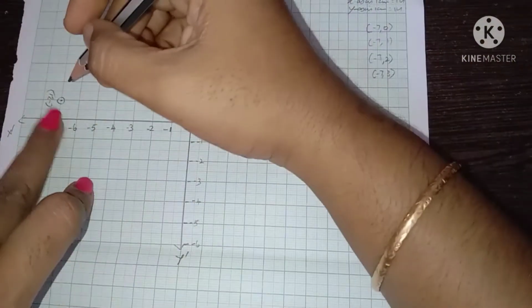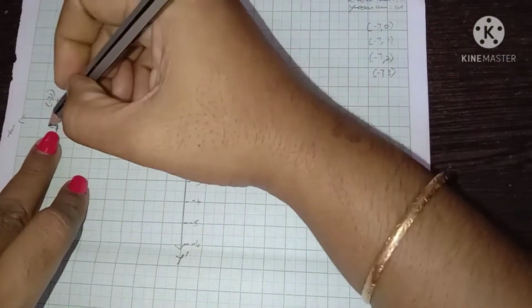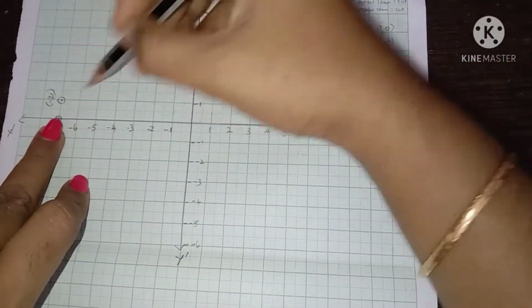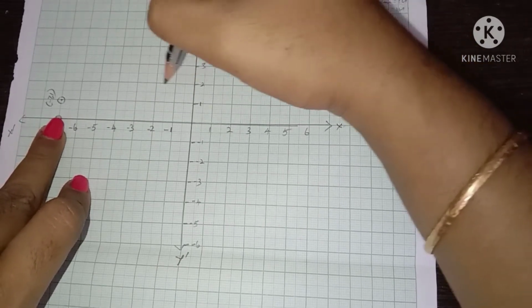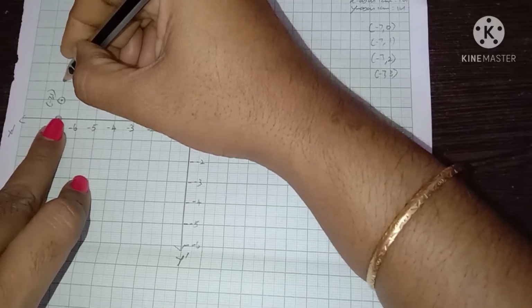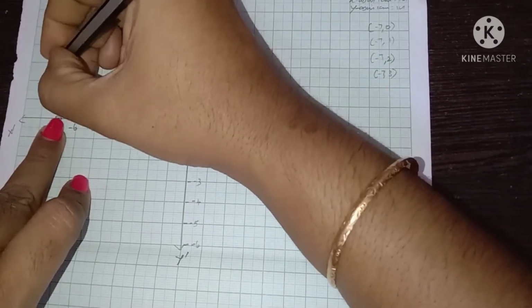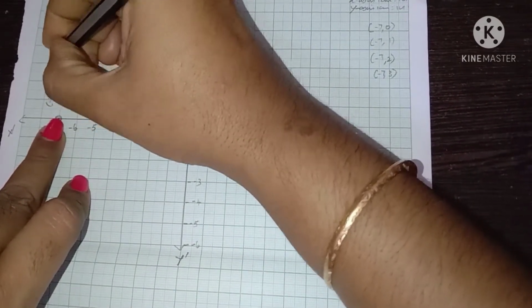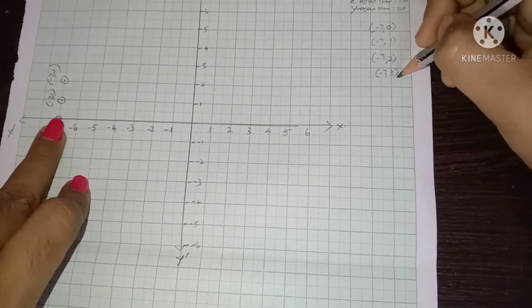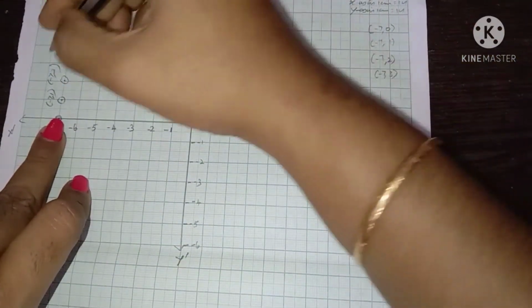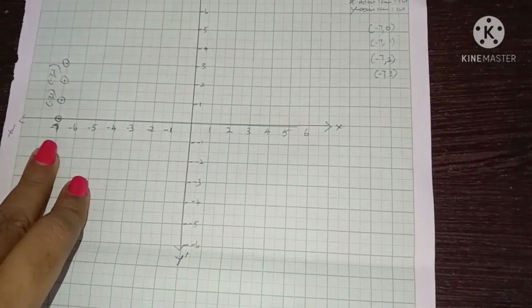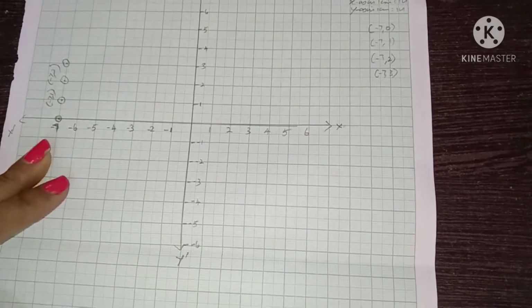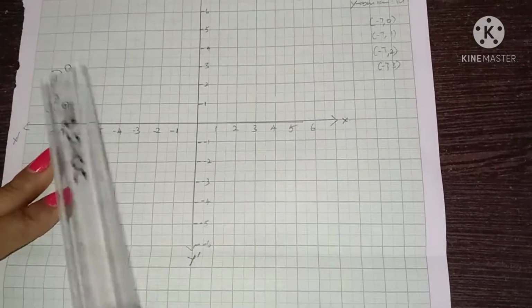Then (-7, 2). So -7 lies here. Keep your finger, and 2 you have to see on a vertical line and move towards the finger. And then (-7, 3). Then join the line. You have to extend the line on both the sides.